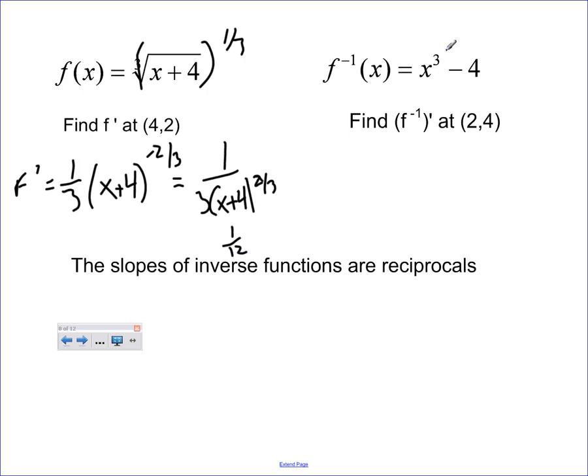Now let's go with the inverse. Let's find its derivative. Its derivative, f inverse primed, is 3x squared. I evaluate that when x is 2. 2 squared is 4. 4 times 3 is 12. I get 12. Notice how those are reciprocals of each other? So there you are. And so that's helpful, the fact that the slopes of inverse functions are reciprocals.